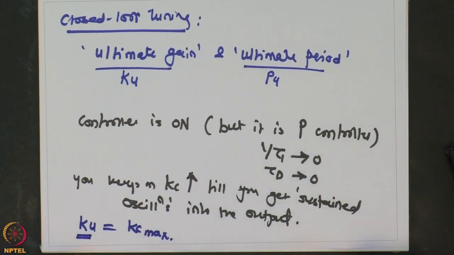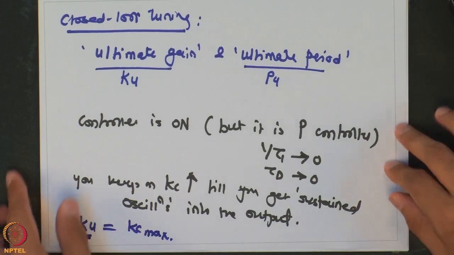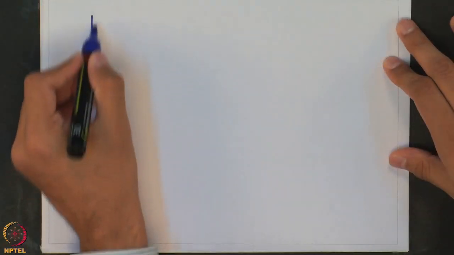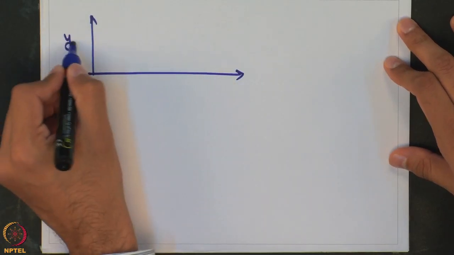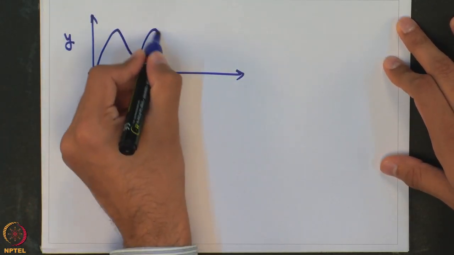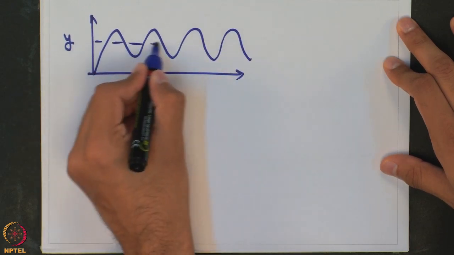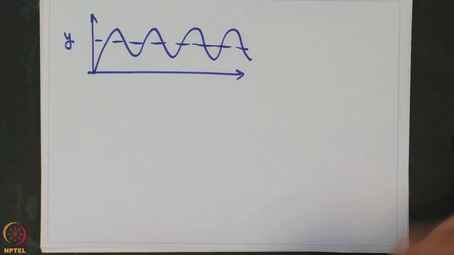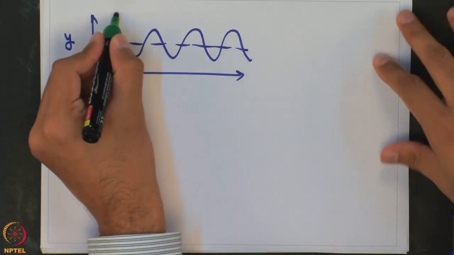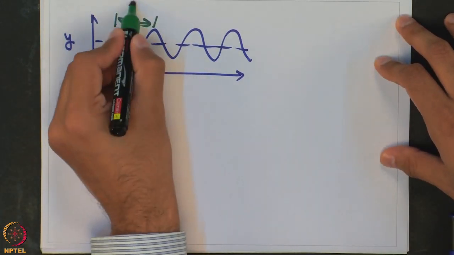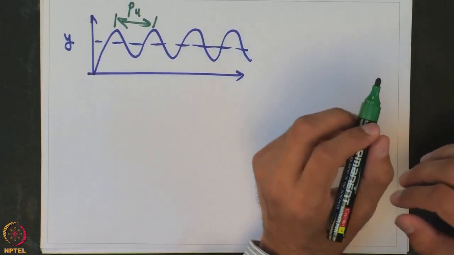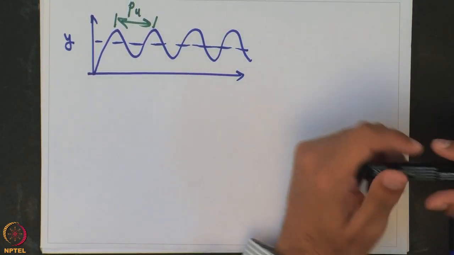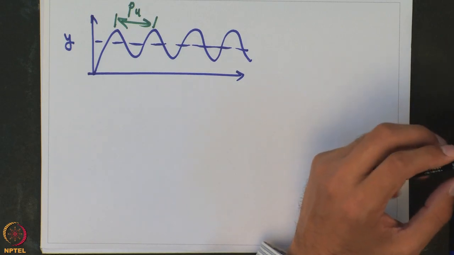So, this will be represented as the ultimate gain, and if the corresponding response, so at that ultimate gain, the output has sustained oscillations, the corresponding time period is known as the ultimate period. So, that is how one can obtain the ultimate gain and ultimate period from a closed loop tuning experiment, and this can be done in a real plant.